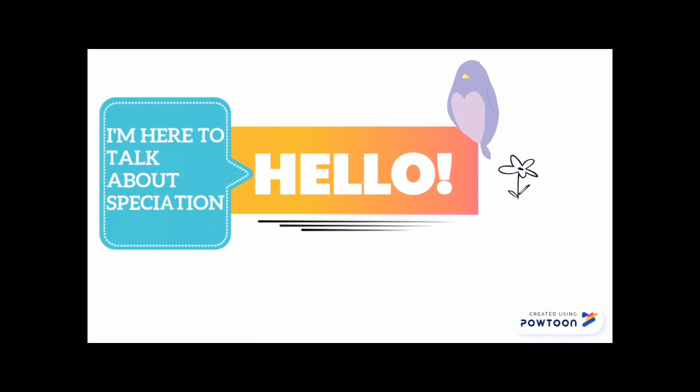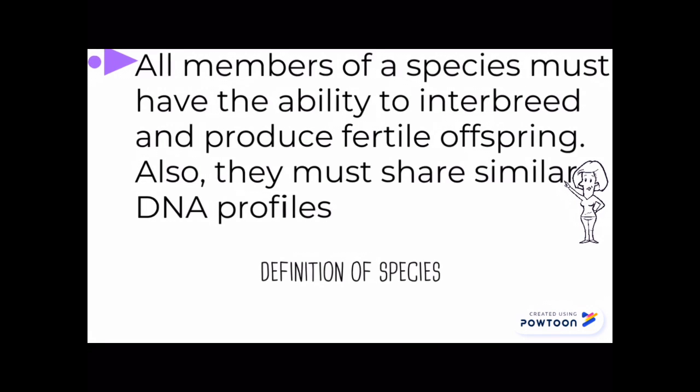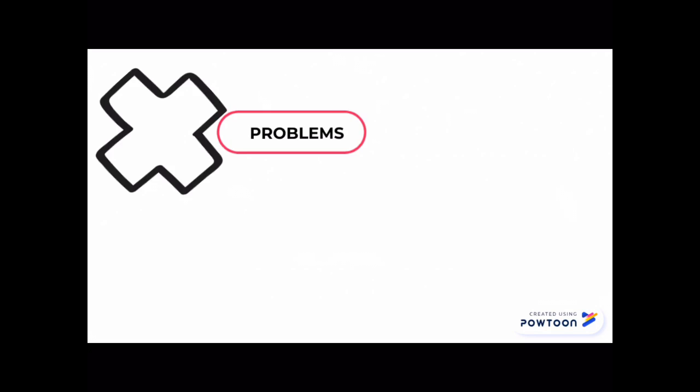First of all, I will show you the definition of species. All members of a species must have the ability to interbreed and produce fertile offspring. Also, they must share similar DNA profiles. But there are some problems with these definitions.